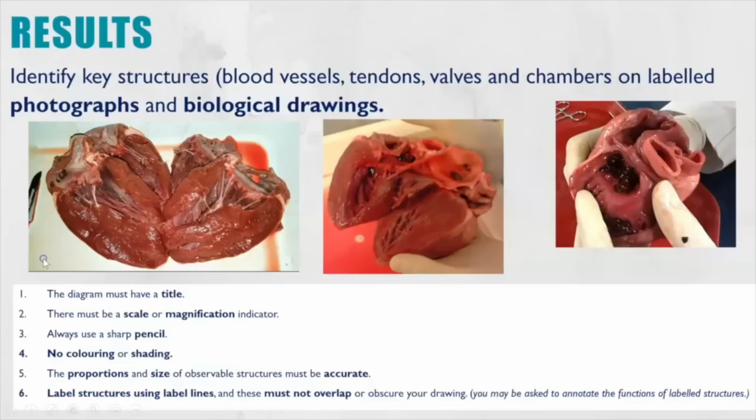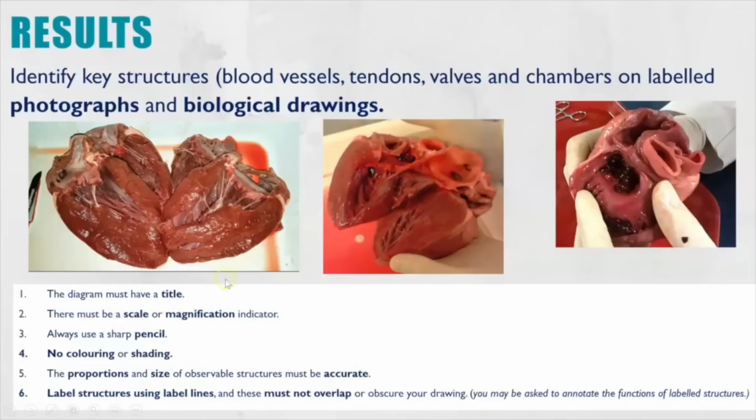Now, if you don't quite remember the scientific drawings, what should be included and what shouldn't be, I have got a video which I'll link up here, and you can have a look back at how to draw scientifically or biological drawings, but I've just listed below some of the key points. So you have to have a title. So for example here, I would say heart dissection.